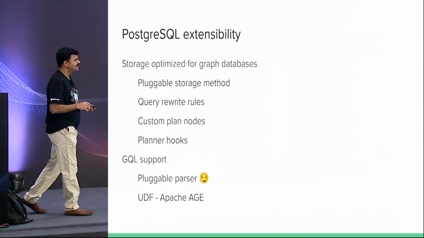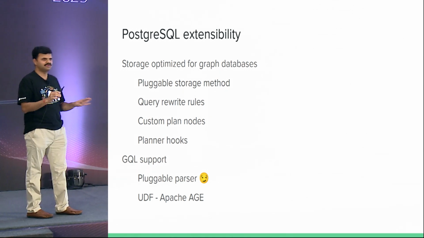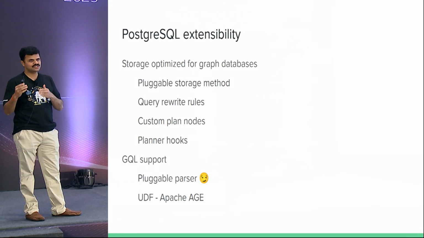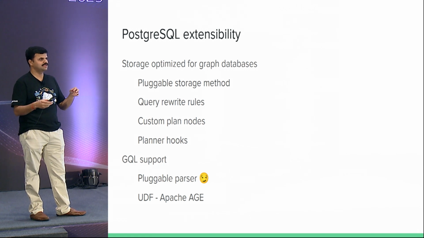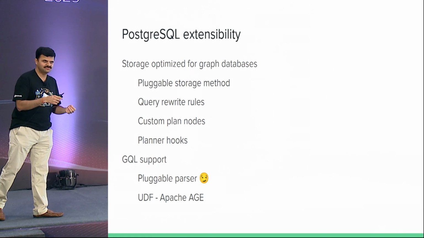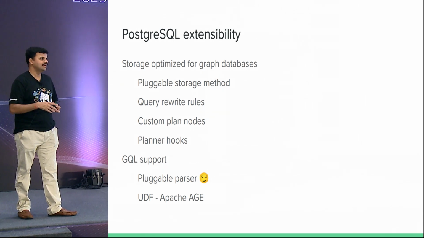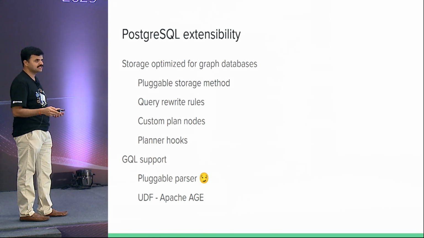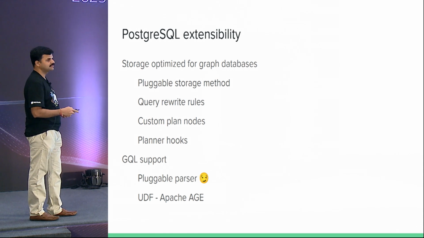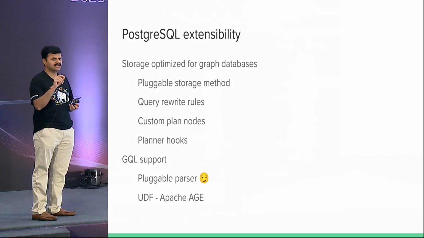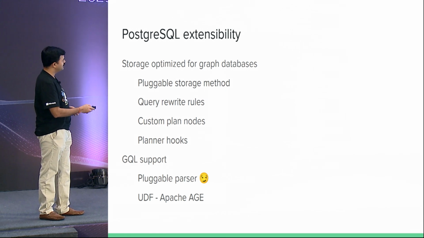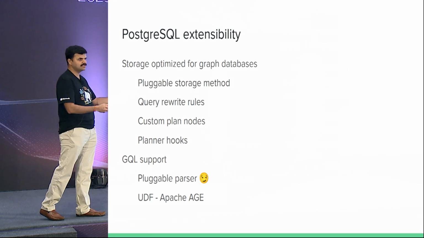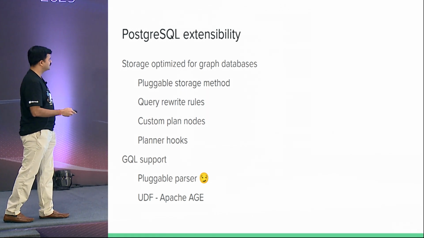Last but not the least, well, PostgreSQL will never become a graph database. Take my word for it. But that does not stop users from taking it to the level of a graph database. It already has the extensibility that can be exploited to make it a graph database. We have a pluggable storage method where we can optimize storage for graphs. And then the query rewrite rules, custom plan nodes, planner hooks, all to optimize those queries that will get generated, that are the graph queries.